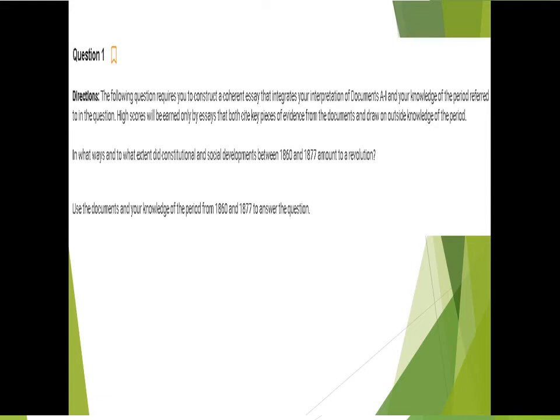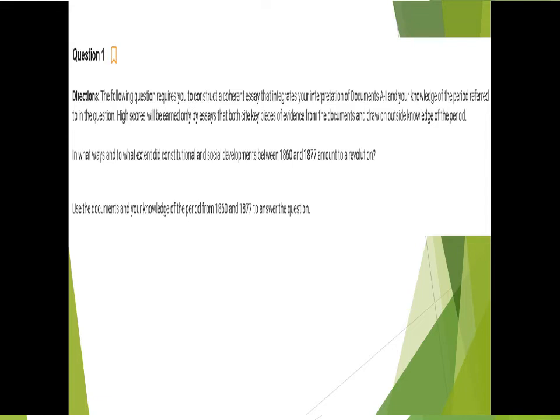So, this is straight from AP Classroom, cut and paste, the directions. The following question requires you to construct a coherent essay that integrates your interpretation of documents A through I. Now, yes, this is going to be more than 5 documents, but also remember the directions did say, this being such a special exam, I don't need you to use all of those documents. I just need you to use 5, because only 5 are going to be in the exam this year.